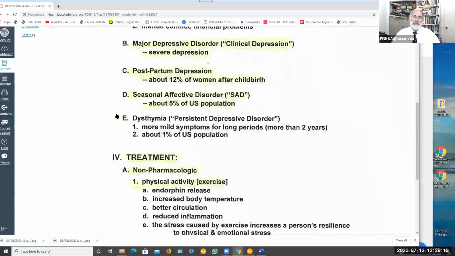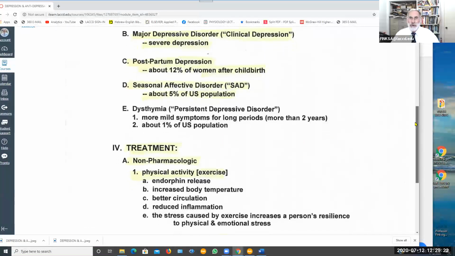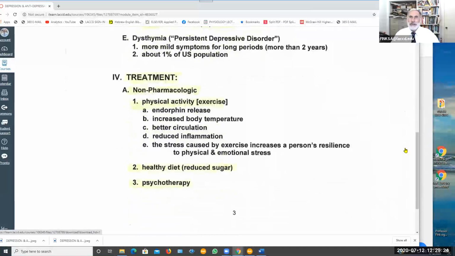There's a fifth type of depression, letter E, that I'm not going to talk about, dysthymia, so we won't worry about that. Now, as far as treatment for depression, before we get to the classes of drugs, what are the non-pharmacologic approaches to depression?